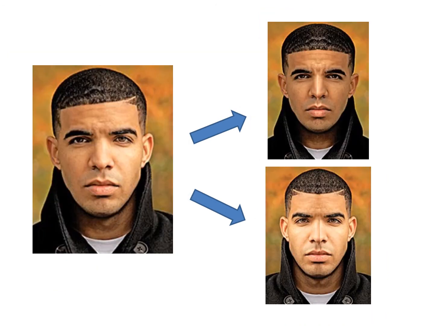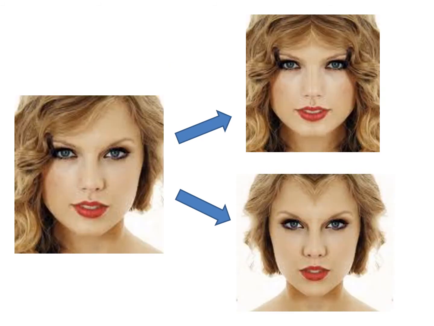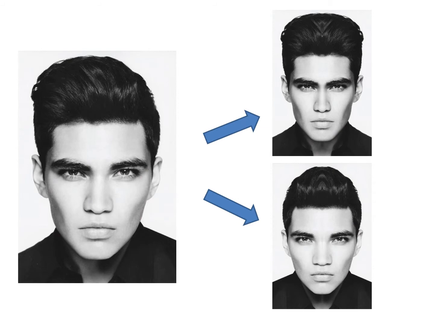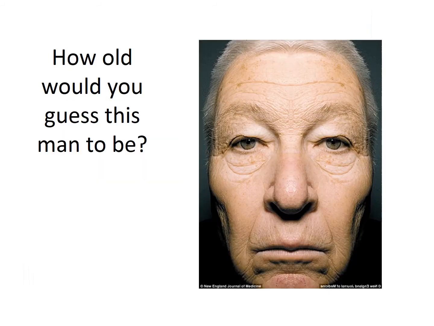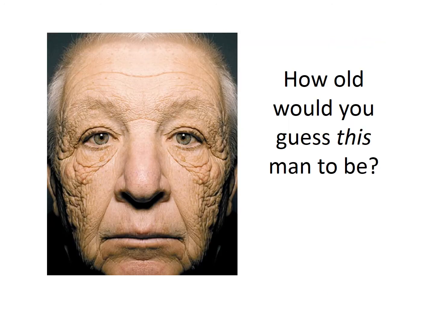Here's another example of a guy who has been divided in half down the axis line and then duplicated using two right halves and two left halves. Look how different this person looks. How old would you guess this man is? Okay, how about this guy? How old would you guess he is?